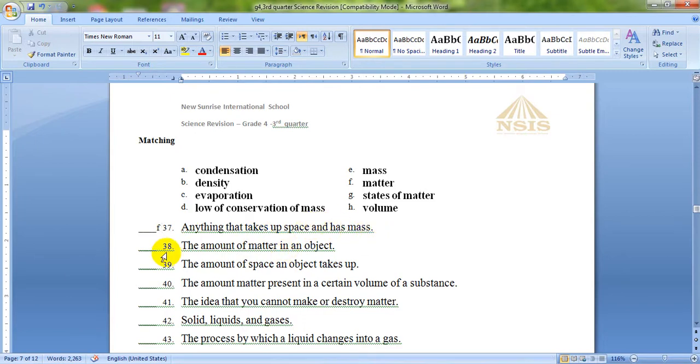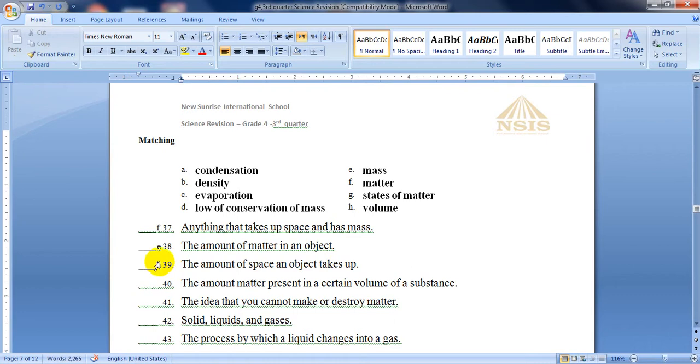The next one, 38. The amount of matter in an object. How much matter inside the object? What did we call this? We call it mass. So mass means the amount of matter in an object. So it will be letter E. The next one, the amount of space in an object, or the amount of space an object takes up. This was the definition of volume, which is letter H.